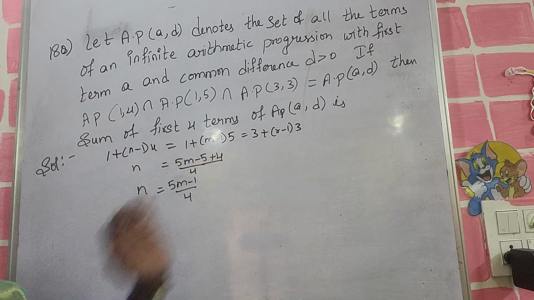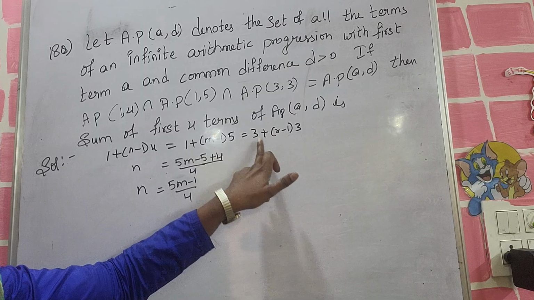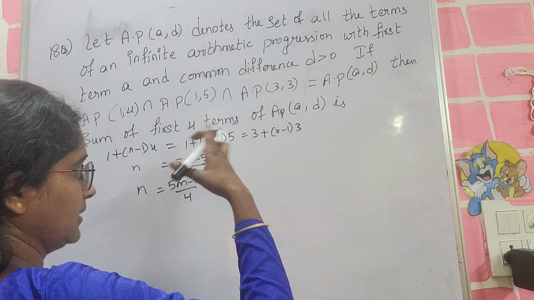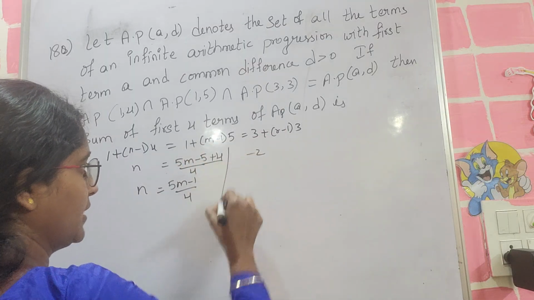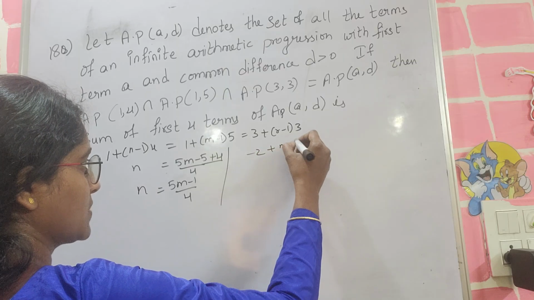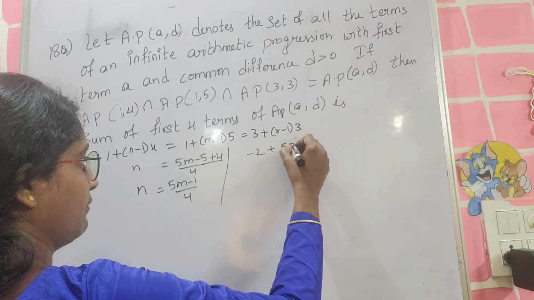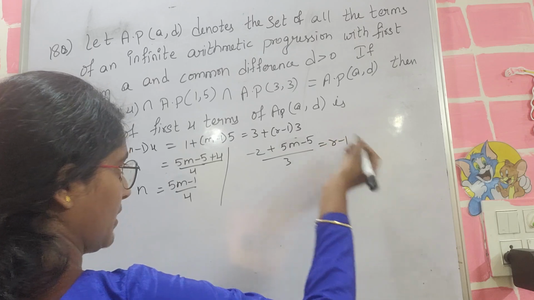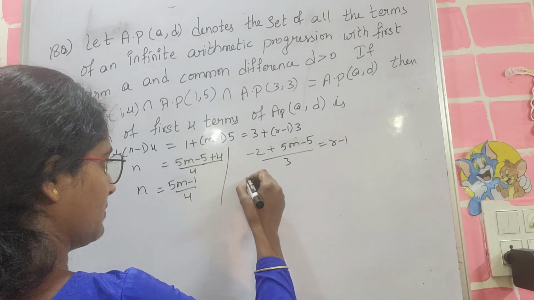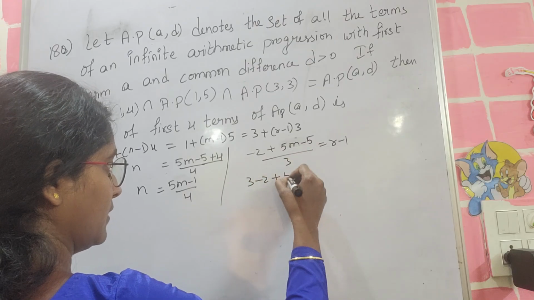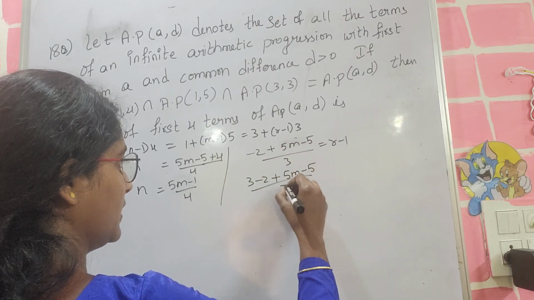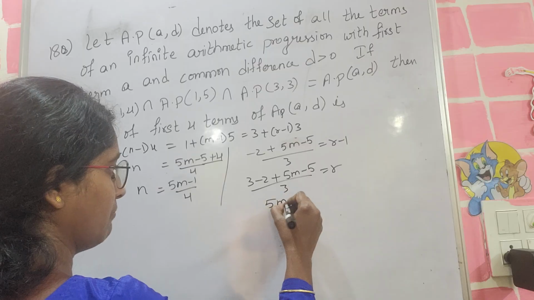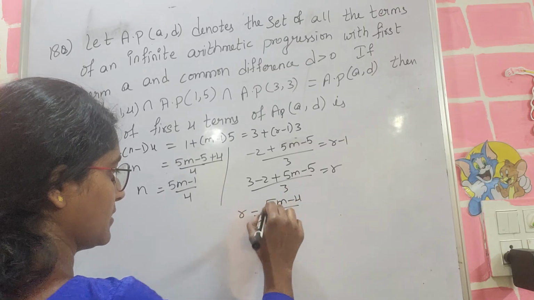Then if I compare these two terms, if I send 1 to that side it will be 2, or else 3 will come to this side, so it will be minus 2 plus (m minus 1) into 5, that is (5m minus 5) by 3, is equal to r minus 1. Minus 1, if I send it here, becomes plus 1, so plus 3 minus 2 plus (5m minus 5) by 3 is equal to r. Then 1 minus 5 will be minus 4, so r is equal to (5m minus 4) by 3.